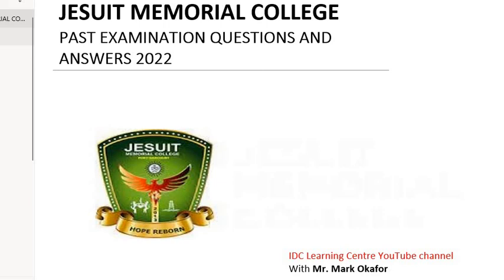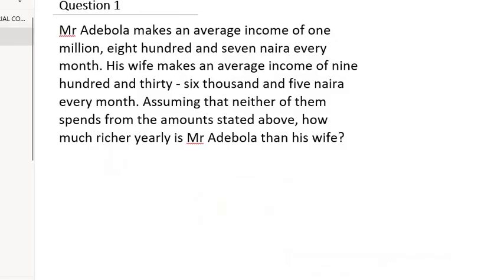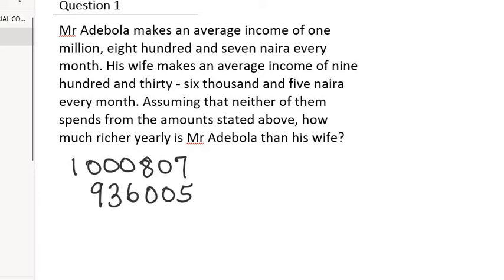To get started, let's look at the very first question. Question 1. Mr. Adebola makes an average income of 1,807 naira every month. I'm going to write this down. This is what he makes. His wife makes an average income of 936,005. So this is the man's average income and this is for his wife.